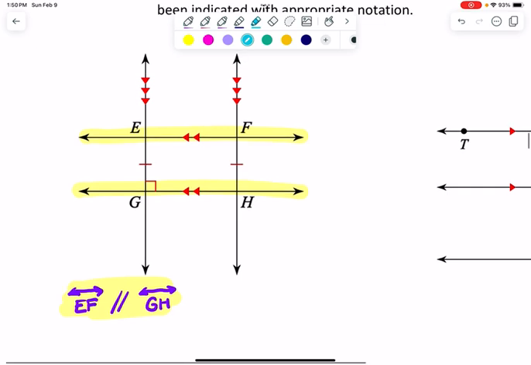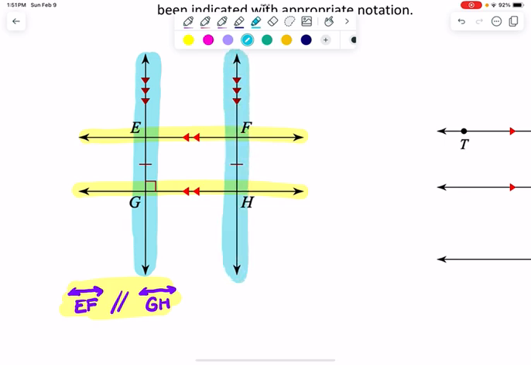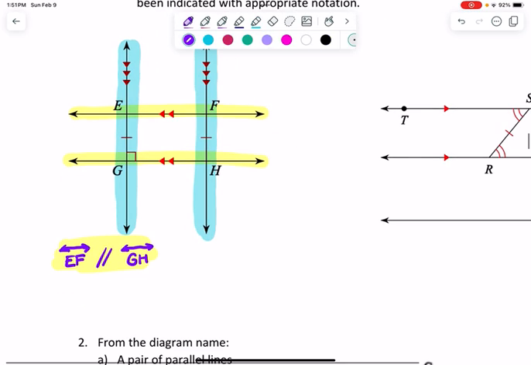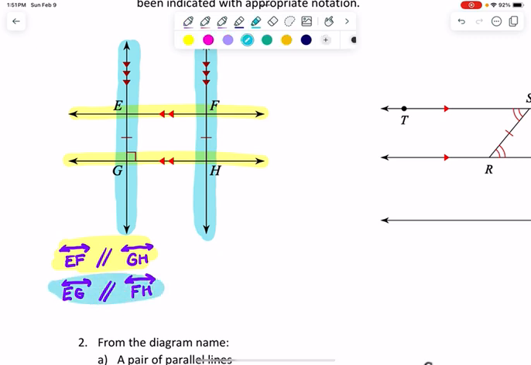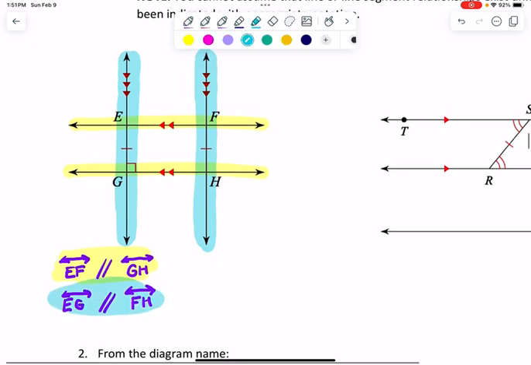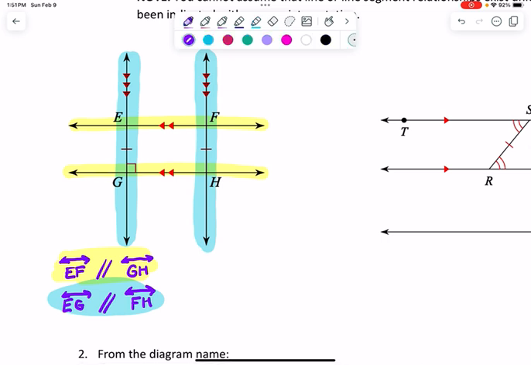Now, do I have any other parallel lines? I sure do. Because I'm looking at this and I go, hey, there's two lines that have this triple arrowhead on them. So I can go ahead and make a statement about that as well. So I have line EG this time that is parallel to line FH. Now those are all my arrowhead symbols. I don't have any additional arrowhead symbols.